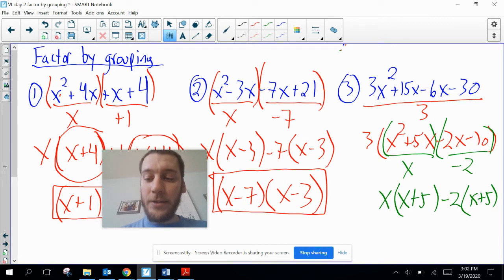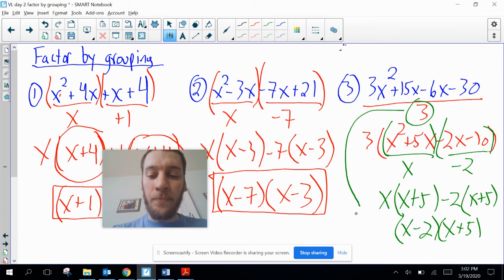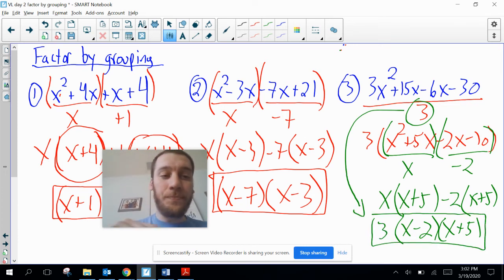Notice how they both match on the x plus 5. So we've got my two GCFs, x and minus 2, and then x plus 5. Don't forget the GCF that we pulled out in the very beginning. This guy's got to go in front. So 3 goes in front. This is my final answer in factored form.